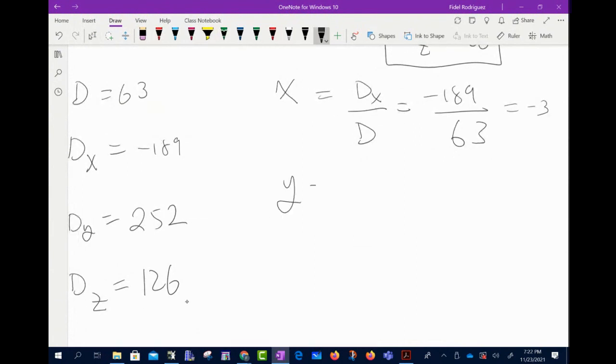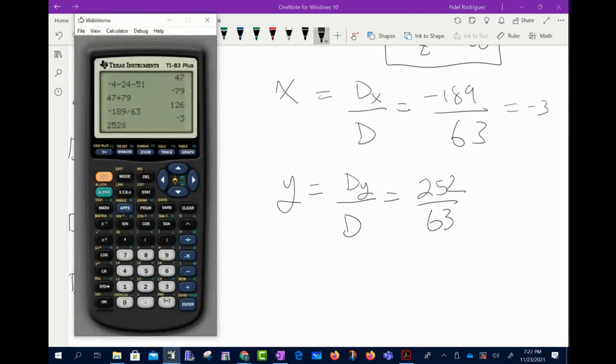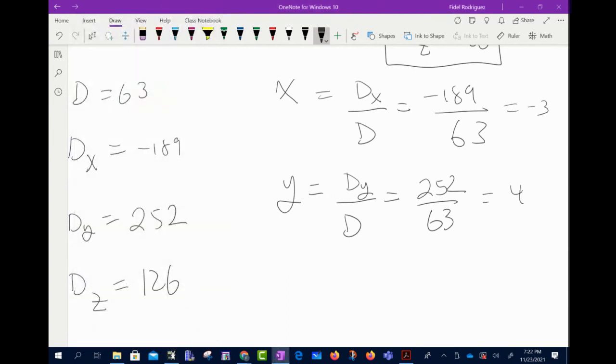Okay. Then we're going to find our value for y. So our value for y is going to be dy divided by d. So dy was 252 divided by 63, which is a positive 4. There's my value of y. And then finally, the value of z is going to be dz divided by d. So in this case, it is 126 divided by 63, and that should be equal to 2.